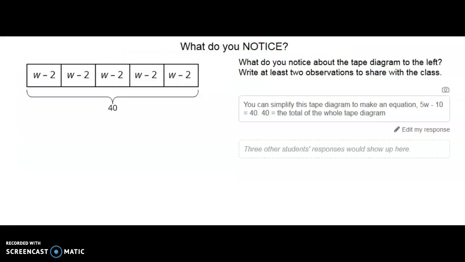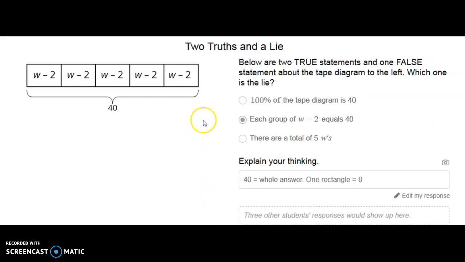On this slide, you can see that the students wrote about what they noticed. And they're talking about the tape diagram showing an equation. This group correctly identified that this is the lie, and then here they started to explain their thinking, and really they need to use complete sentences and talk about why this is the lie when you are looking at this model.